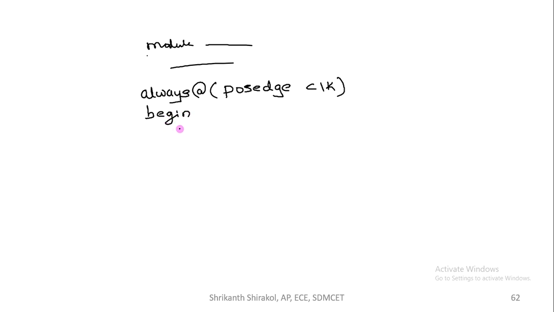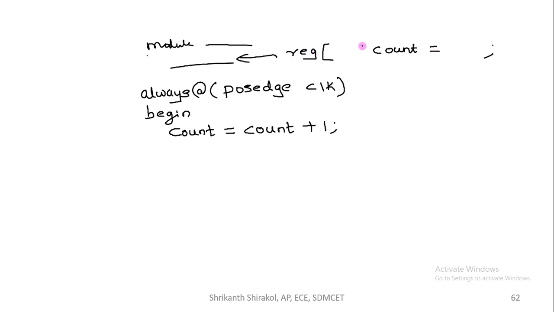Here we take one variable called count, which should be incremented at every posedge of the clock. When we increment the count so many number of times, this count should be declared in the module. How? Reg count equal to, you need to initialize it, and then semicolon. Here you need to decide how many bits you need. In the previous slide, we decided that n should be equivalent to 11. So I use 10 down to 0.